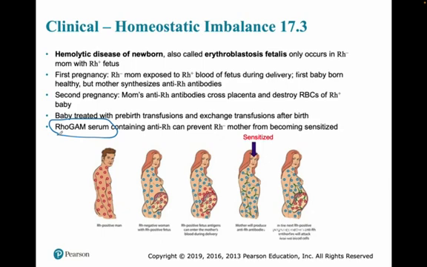And then in that case, the fetus or the baby will be protected. But it has to be given within 72 hours of giving birth. Now if this situation happens, this is called hemolytic disease of the newborn. This will only occur with an Rh negative blood group mom and an Rh positive fetus. If both are positive or both are negative, then nothing will happen.